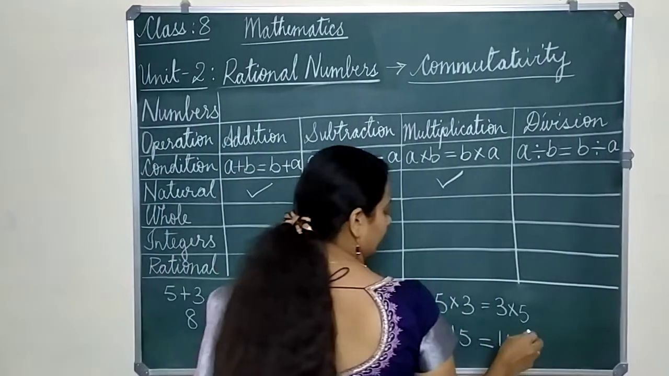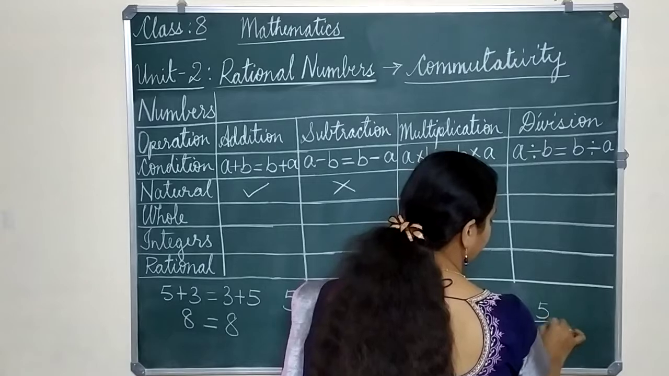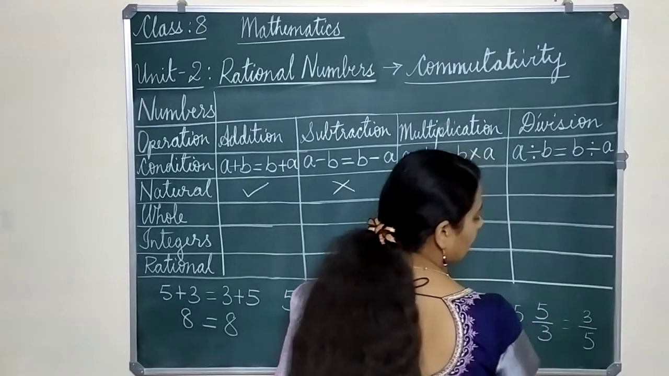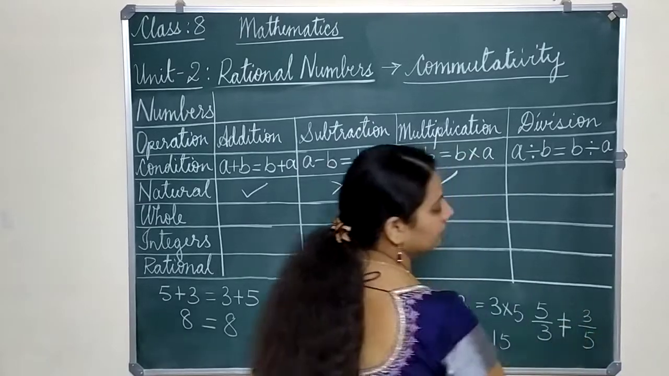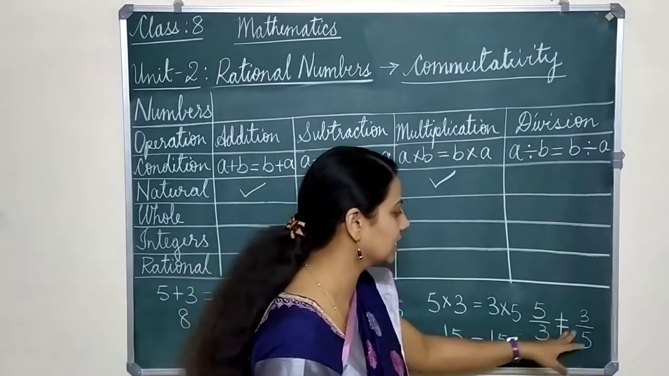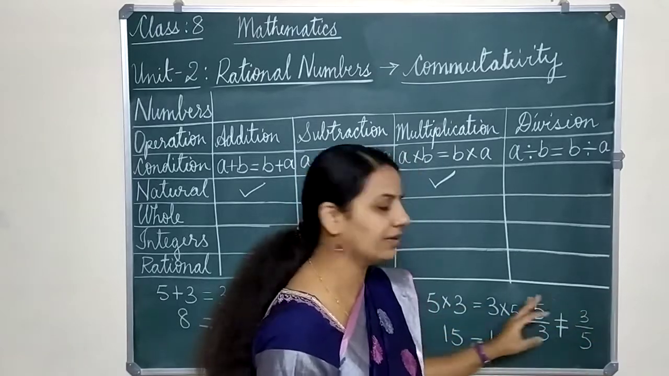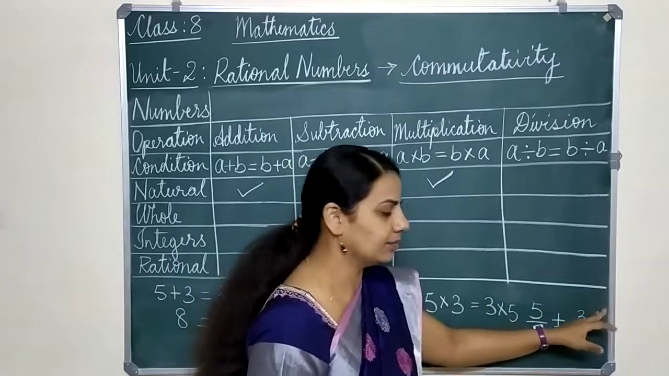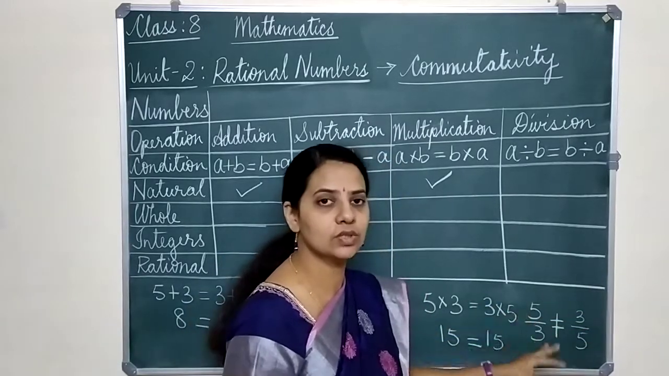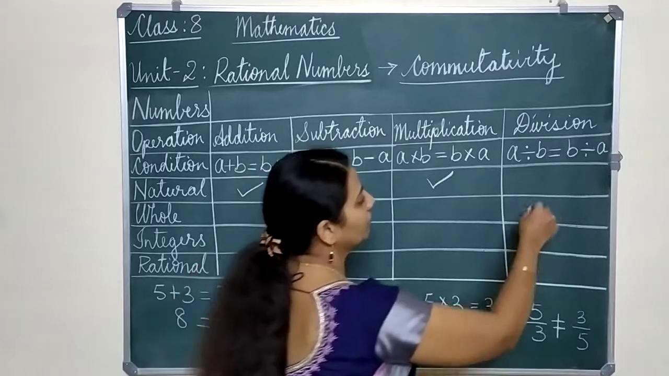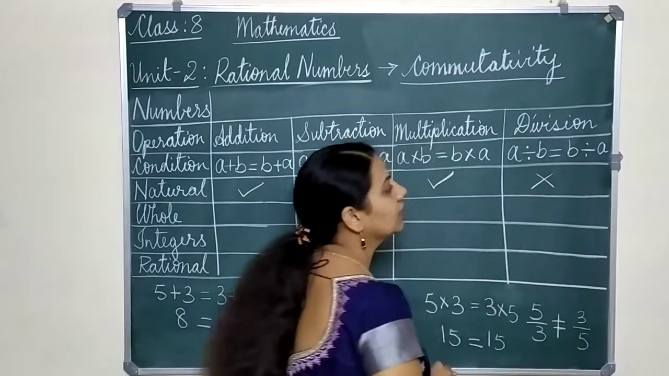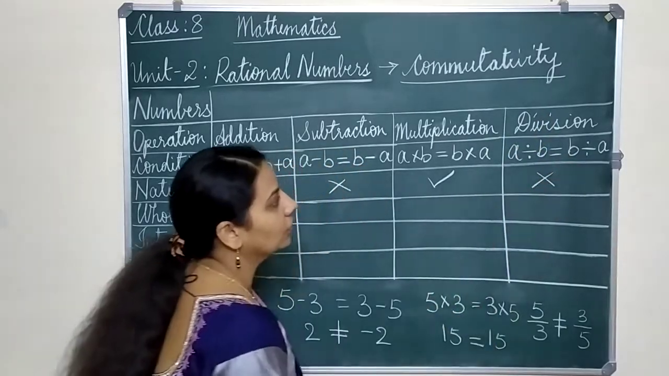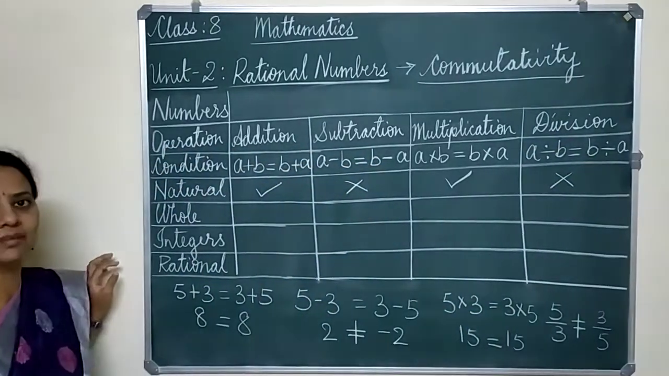Now coming to division. 5 divided by 3 is not equal to 3 divided by 5. You will get different answers. This is an improper fraction and this is a proper fraction. Here itself you can make out that these two are not equal. So this condition does not hold good. So I can say commutativity doesn't hold good under division for natural numbers.